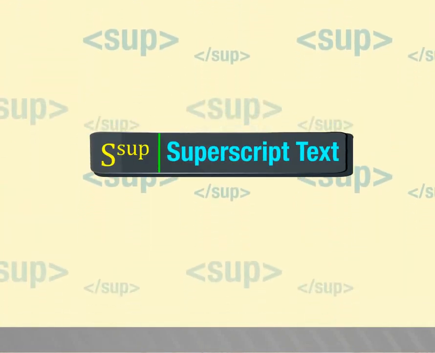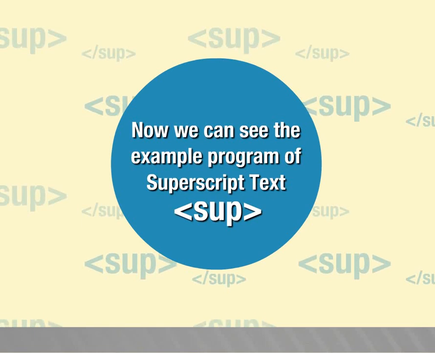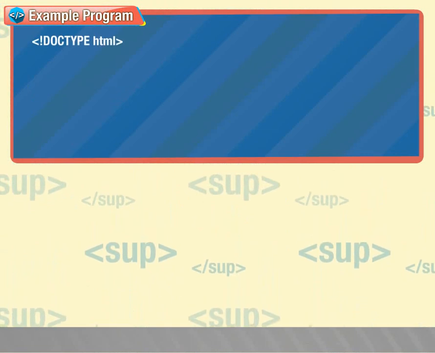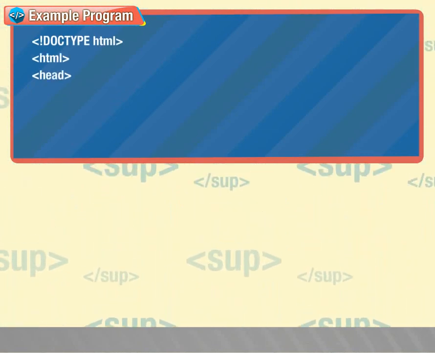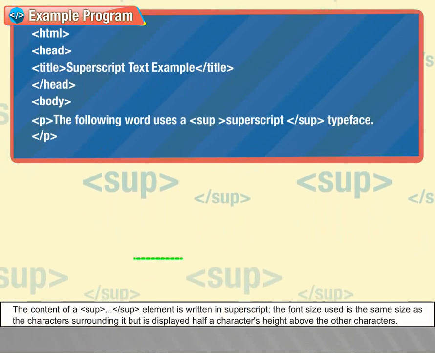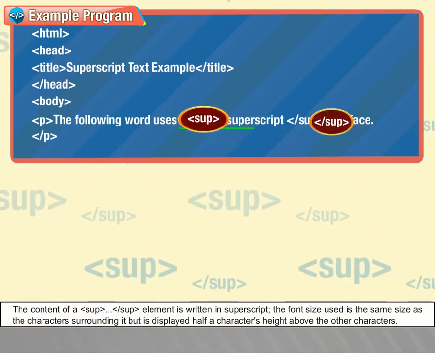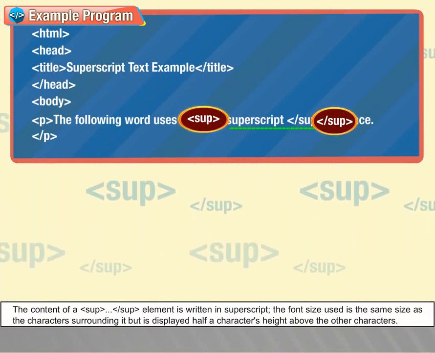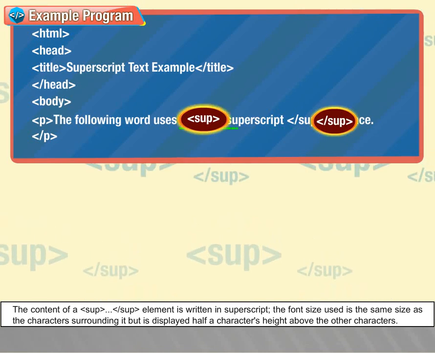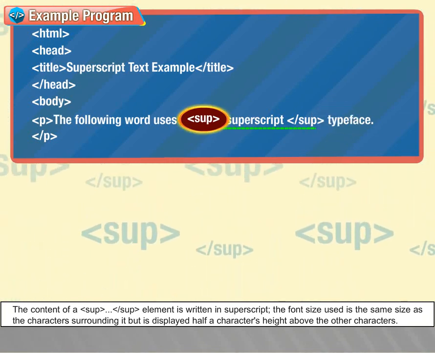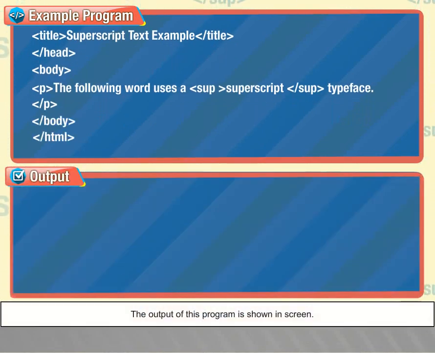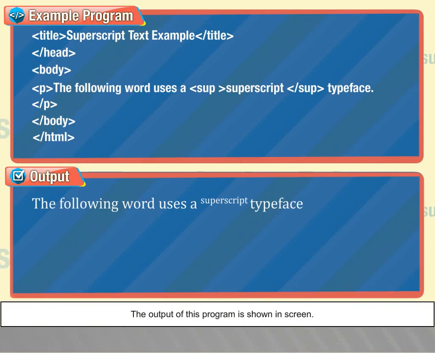Superscript text. Now we can see the example program of superscript text. The content of a SUP element is written in superscript. The font size used is the same size as the characters surrounding it, but is displayed half a character's height above the other characters. The output of this program is shown on screen.